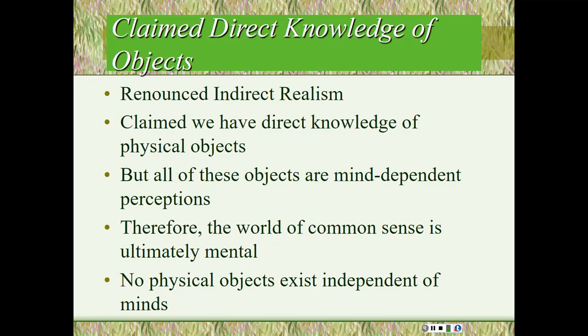So for Berkeley, he renounces Locke's indirect realism. There is no real world out there independently of perceivers. We perceive the world directly, but here's the catch. The catch is that everything we perceive is mental. Nothing is material. So we claim we have direct knowledge of physical objects, but all of these objects are mind-dependent perceptions. Now, mind-dependent means they are dependent on a mind for their existence. This is the view that Locke would have had concerning secondary properties.